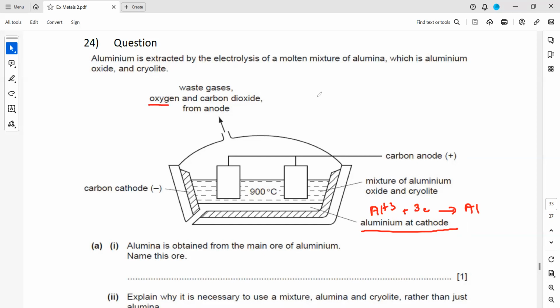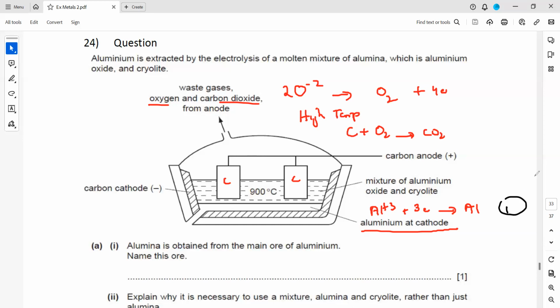Then how is oxygen formed? Oxide ions from the electrolyte lose electrons, that is, oxidation happens to them, and they form oxygen gas. And because the furnace is at a high temperature, the carbon or graphite at the anodes will react with oxygen and, as a result, give carbon dioxide.